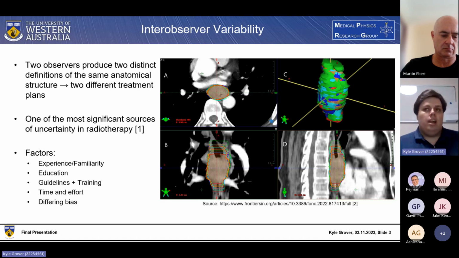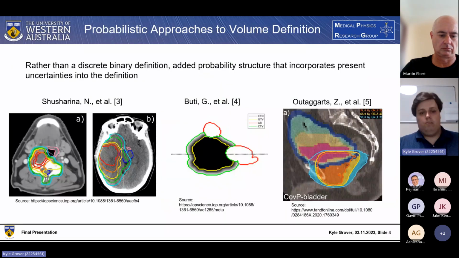In an effort to account for these geometric uncertainties, one of the more modern methods that has been discussed is probabilistic approaches to volume definition, where rather than using a discrete binary definition, a probability structure is added to the actual definitions to incorporate the uncertainties related to that definition. This has been examined over a number of different studies with different takes on it.